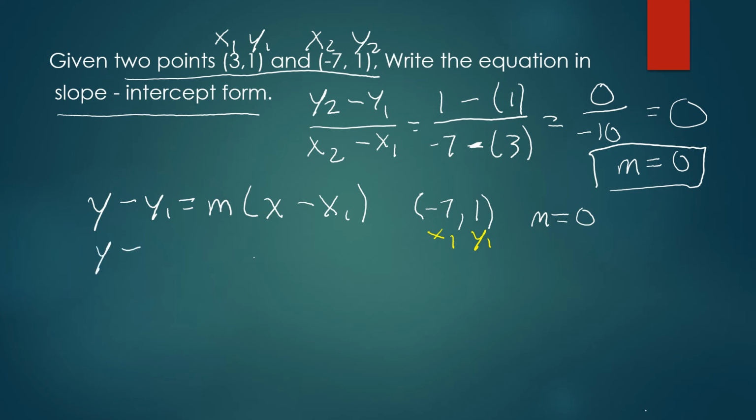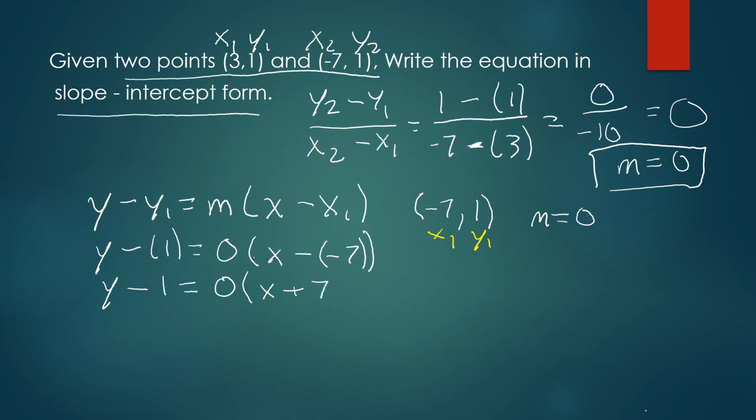So y minus 1 is equal to 0 times x minus negative 7. Now, again, I see minus a negative, so I'm going to simplify that. So I'm going to rewrite it. Yeah, it's not going to make a difference in a second.